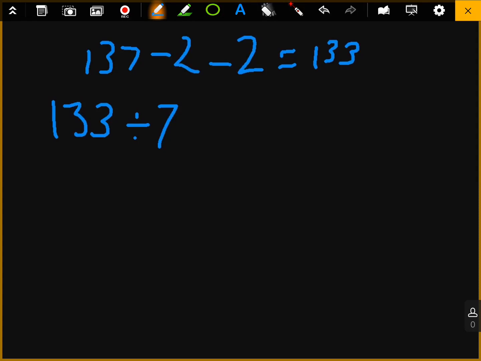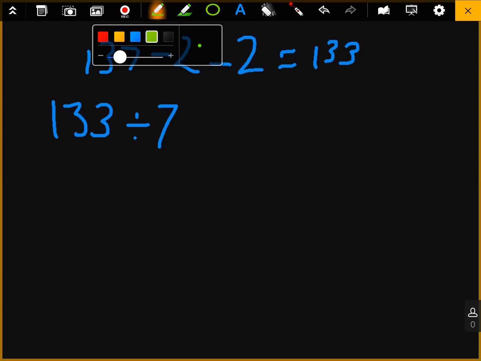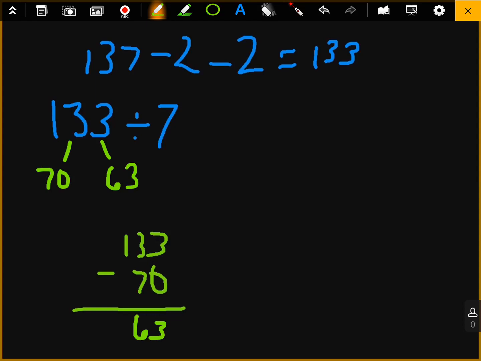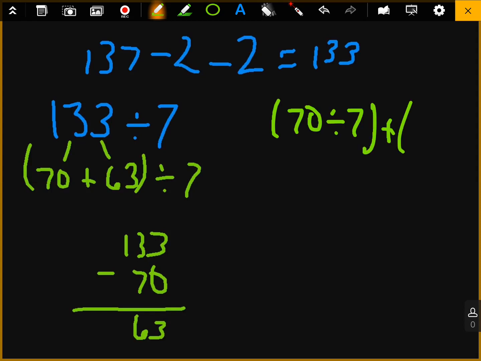So 133 divided by 7. Once again, I'm going to multiply 7 times 10, which is 70, okay? And I'm going to say, okay, what's 133 minus 70? I'm just going to do this real quick. I know it's 63, so I know I can break it into 70 and 63, okay? And once again, I'm going to use the distributive property. 70 divided by 7 plus 63 divided by 7, okay?